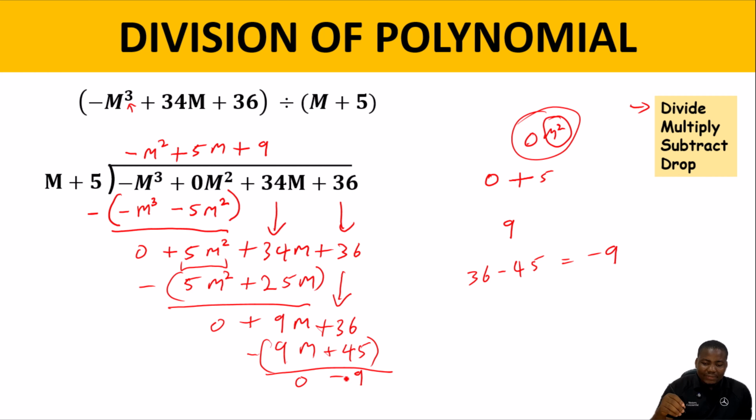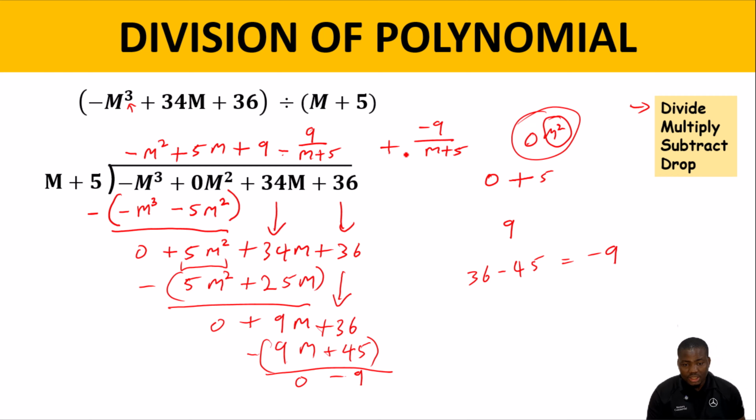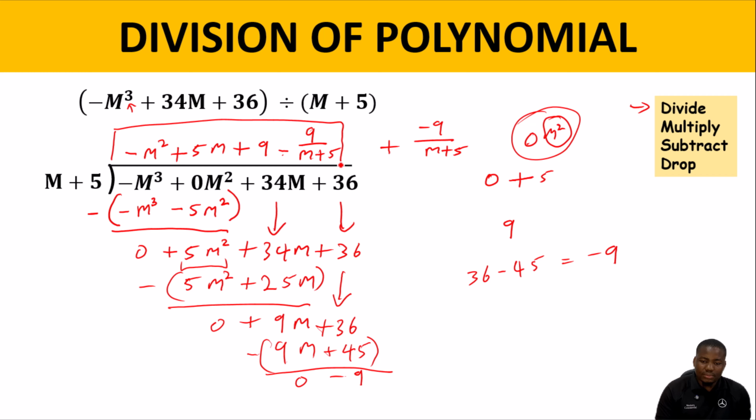Now this negative 9, we will express it as a fraction of m plus 5. So since it is negative 9, it will be negative 9 over m plus 5. Some people can say, instead of saying negative, say plus. They will now say negative 9 over m plus 5. It's all the same. So this is our answer right here.